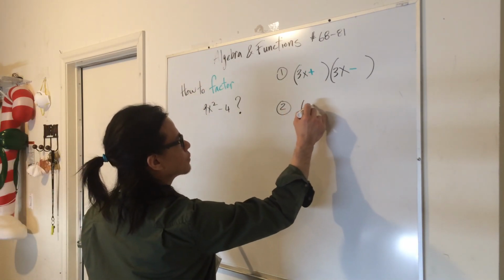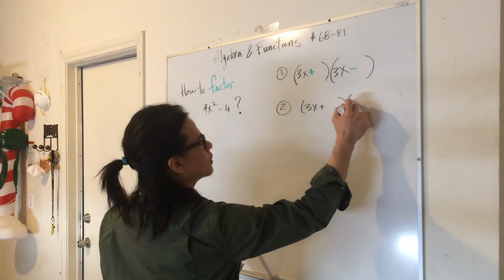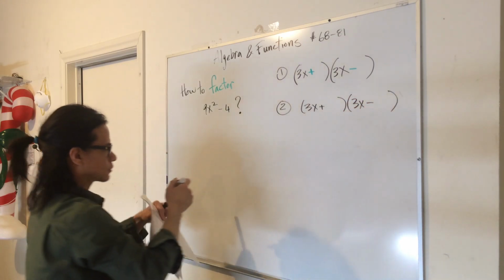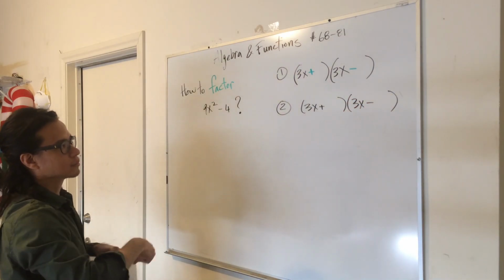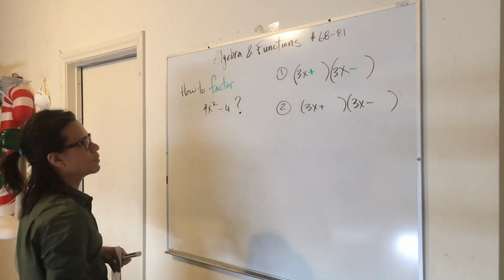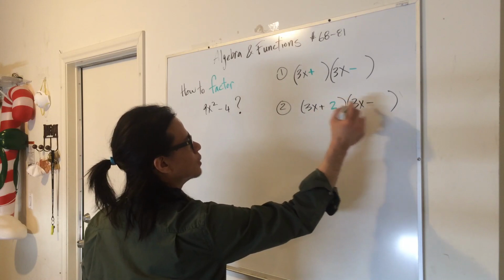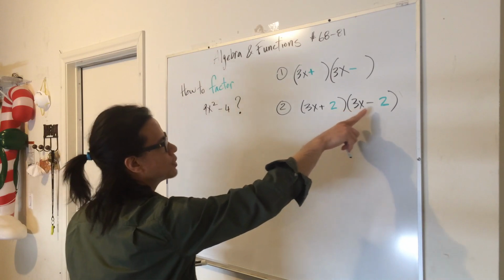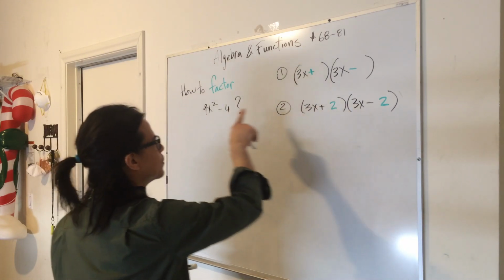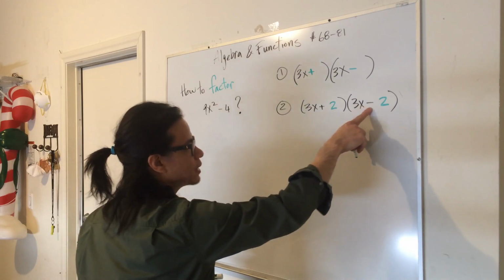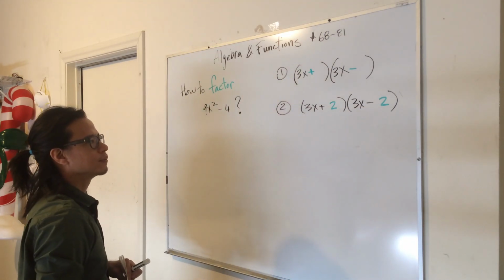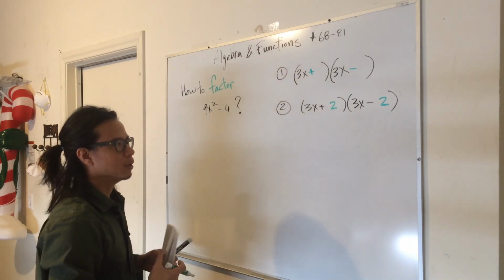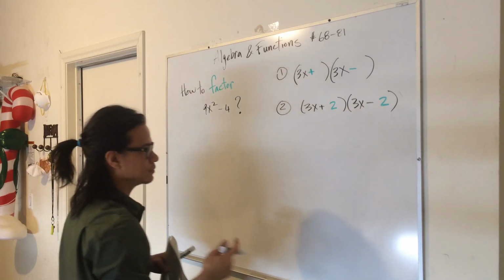So you've got 3x plus something and 3x minus something. Now we need to fill in the blank here. Two numbers that multiply to get 4. Let's go with a 2. So as you can see, we have positive 2 times negative 2. 2 times 2 is 4. Positive times negative gives us negative. And then also, plus 2 minus 2 gives us 0. Positive 2 plus negative 2 gives us 0.